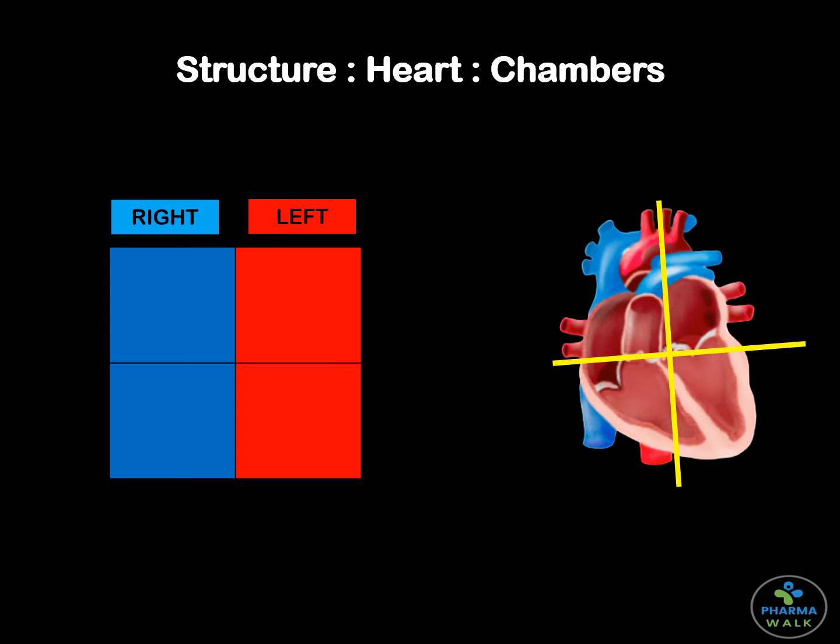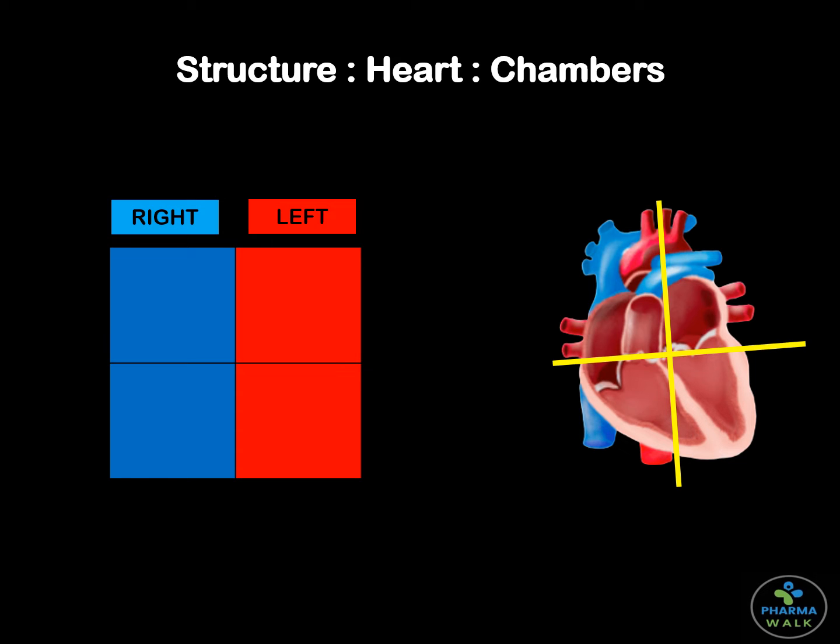Now why is there bifurcation into blue and red? So blue color indicates the deoxygenated blood, that means it contains carbon dioxide, and the red color indicates the oxygenated blood, meaning the blood containing oxygen. So remember one thing, the right side of the heart always carries deoxygenated blood and the left side of the heart always carries oxygenated blood. So basically we have divided the heart into four chambers, four rooms.